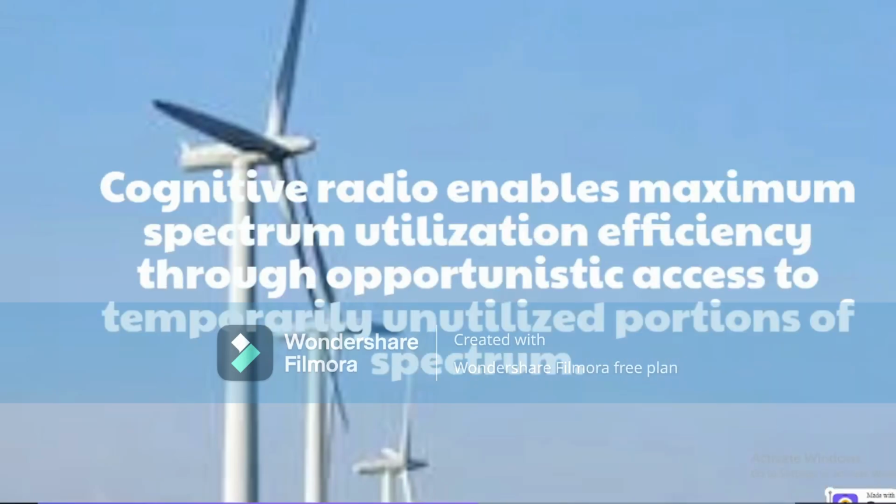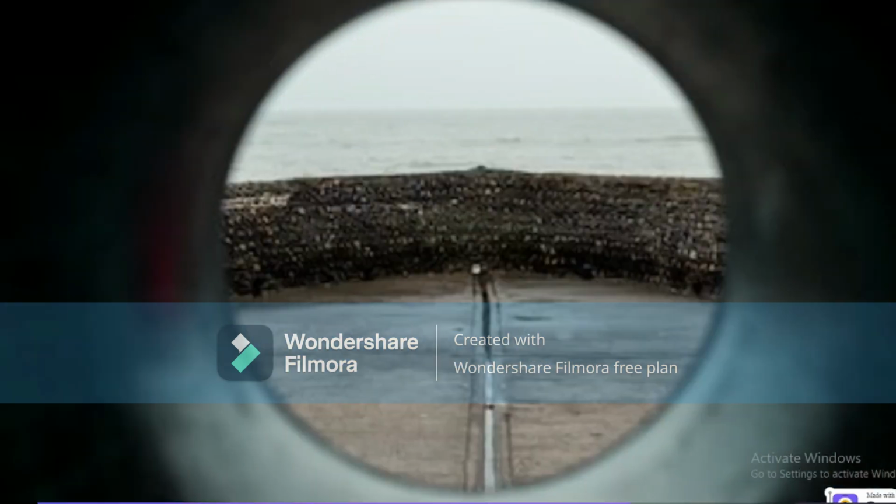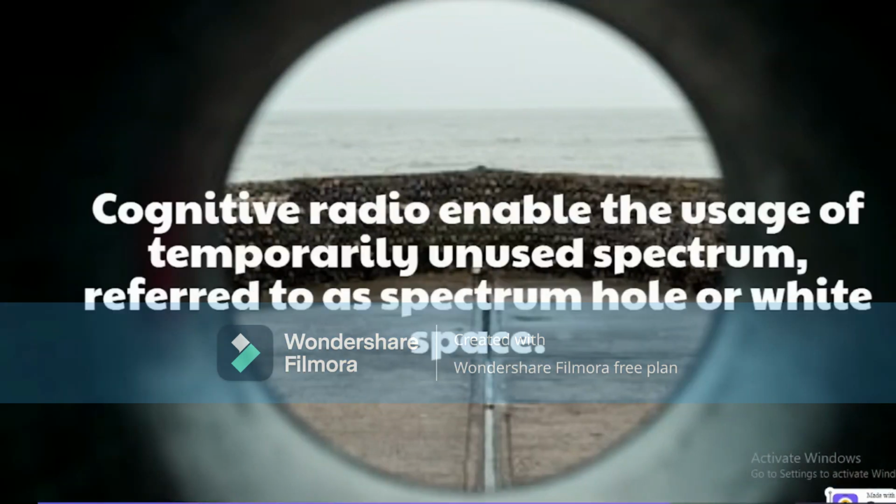Cognitive radio enables maximum spectrum utilization efficiency through opportunistic access to temporarily unutilized portions of spectrum. Cognitive radio enables the usage of temporarily unused spectrum, referred to as spectrum hole or white space.